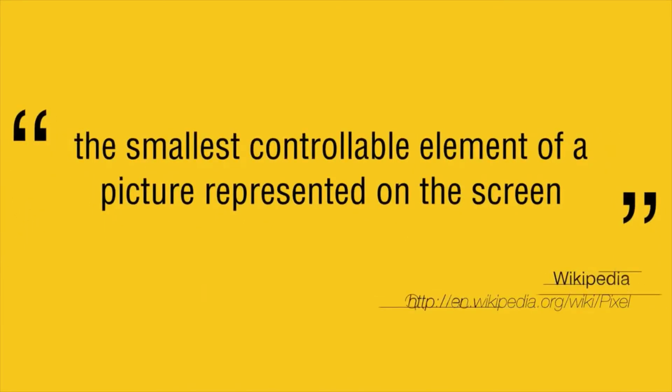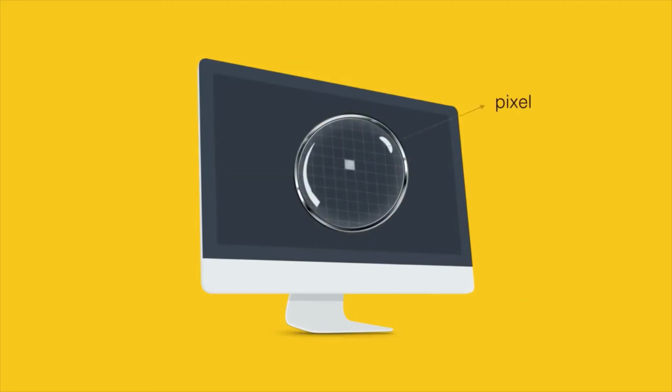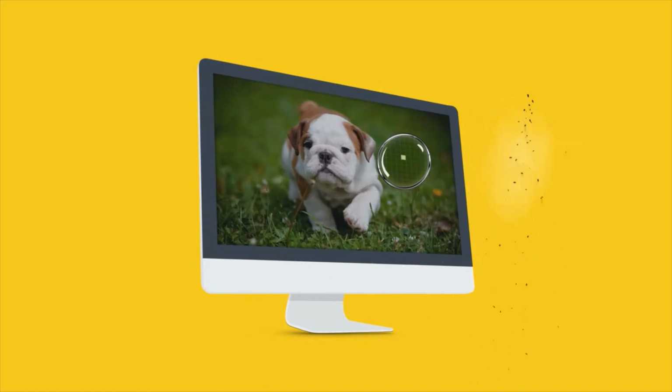Wikipedia defines a pixel as the smallest controllable element of a picture represented on the screen. Every screen on any given device is made up of several hundreds, thousands, or even millions of pixels. If you look really closely, you'll see that a pixel is just a square of color. That's it, a block filled with a single color. Now, when all these pixels on the screen are filled in with different colors, they create the images we see on our devices.